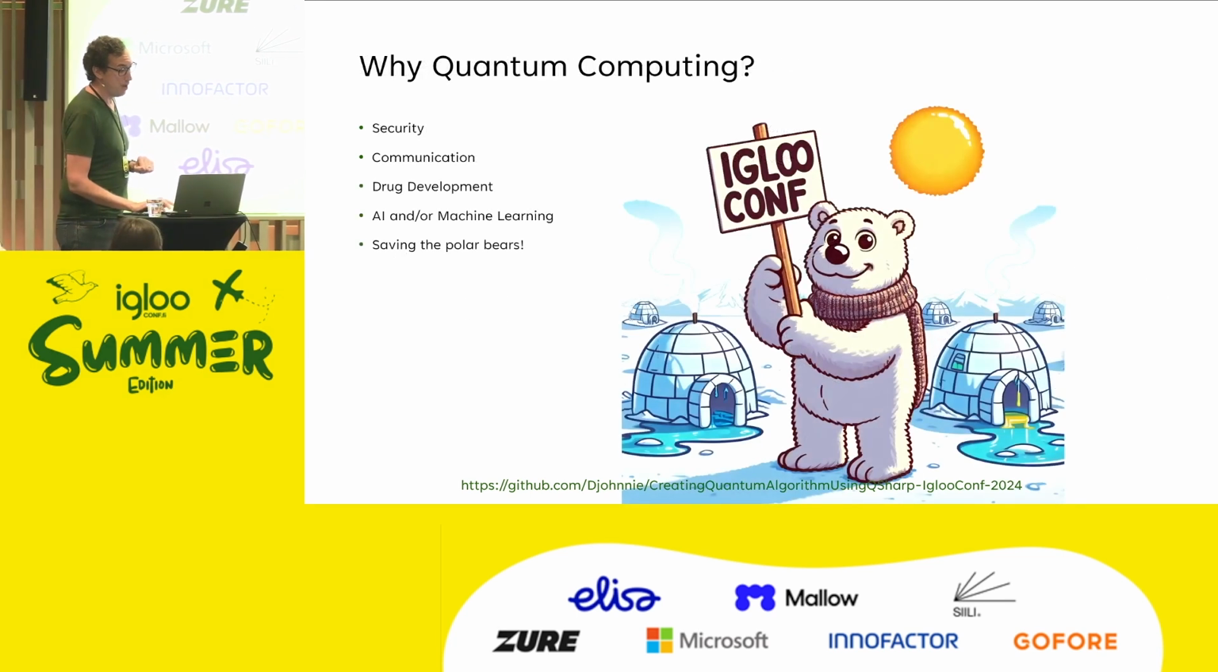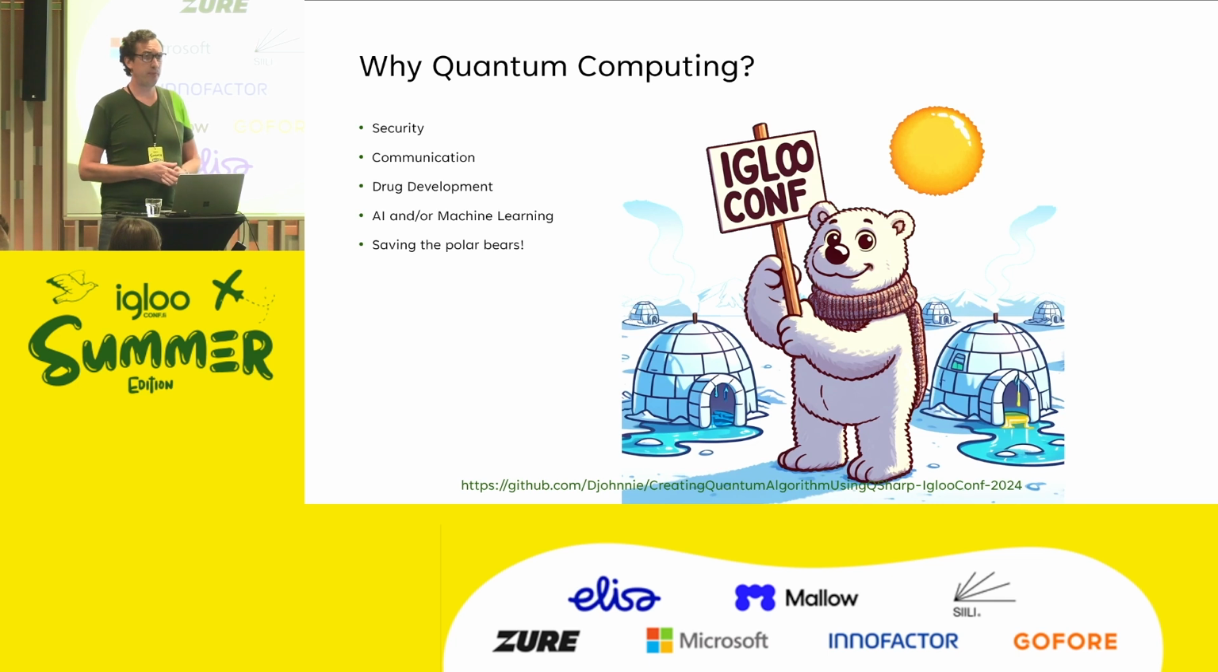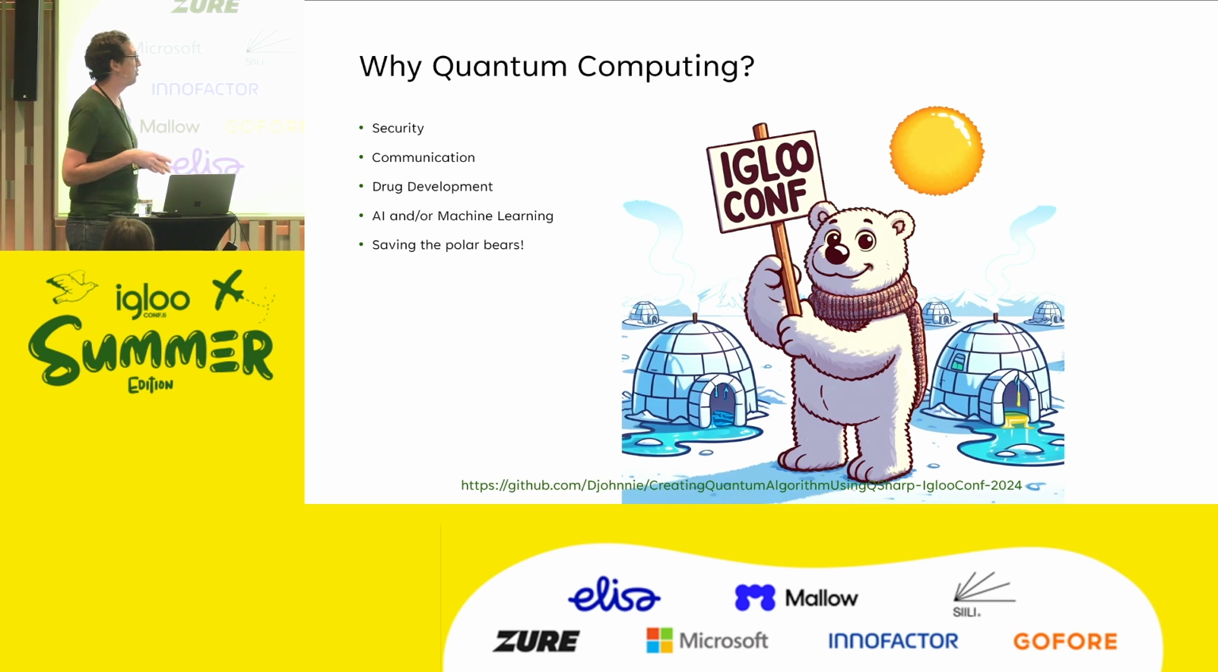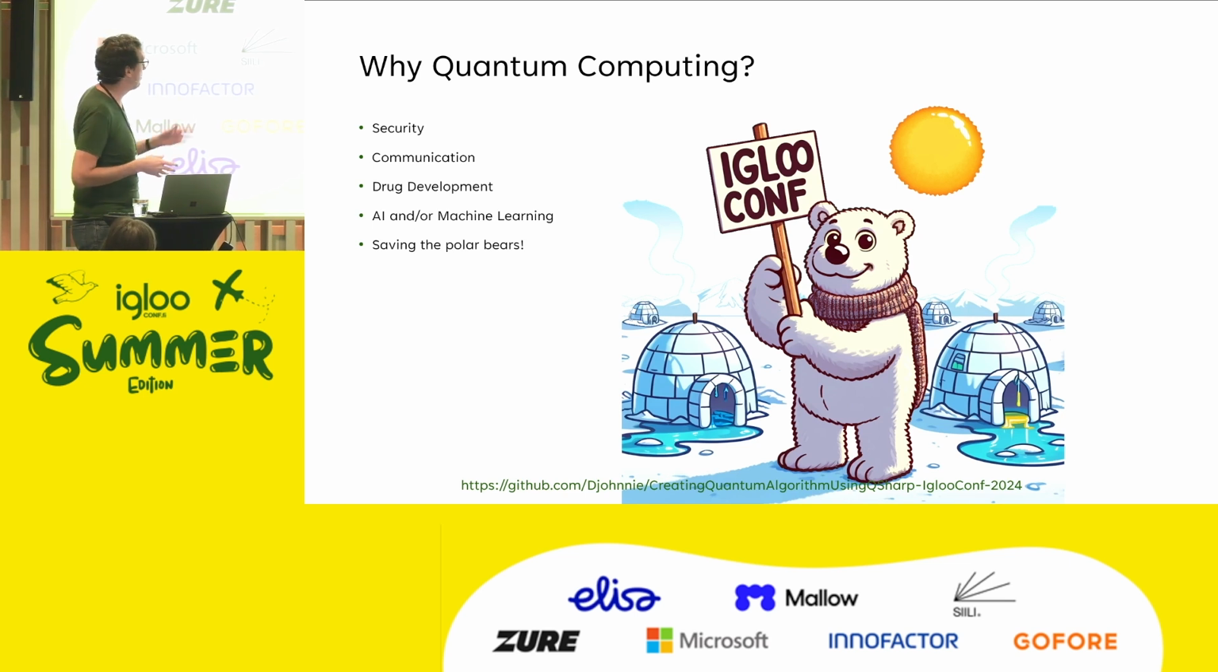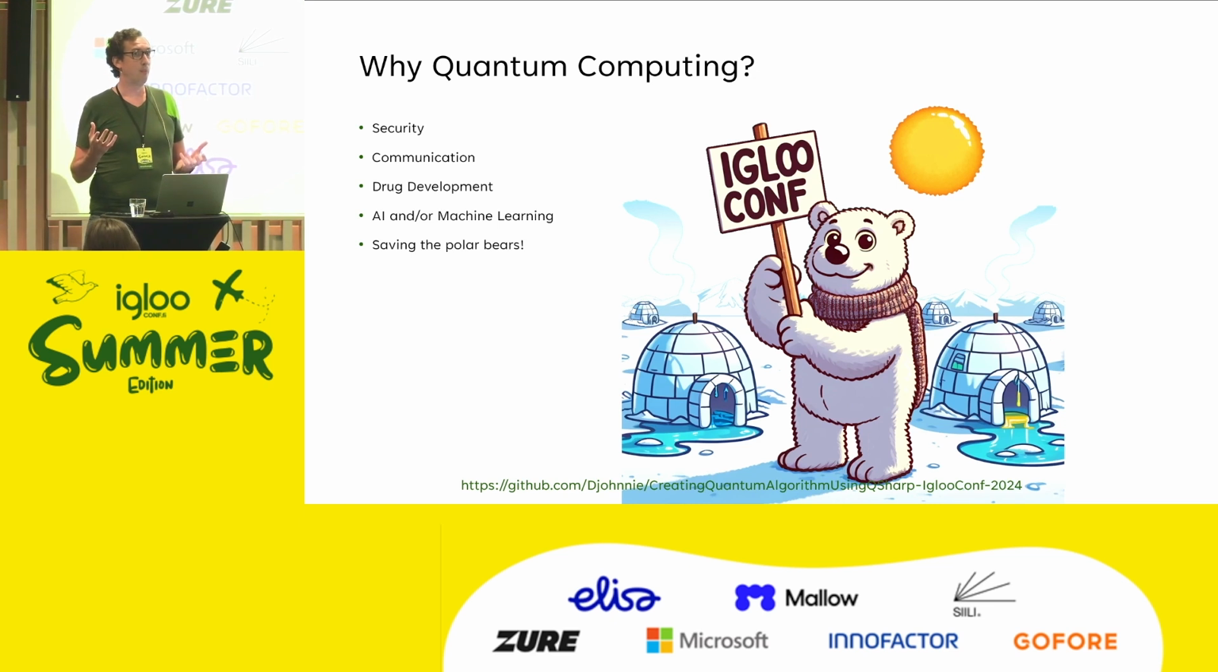So, why are we building quantum computers? I already told you, because we have very hard problems that we still cannot solve today. Problems that, when we can solve them, can actually help us to save the polar bears. Because climate is really a thing. We really need to look out for our planet. We need to spend less resources on the things that we do.